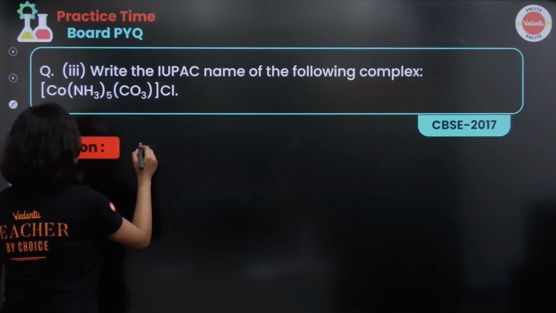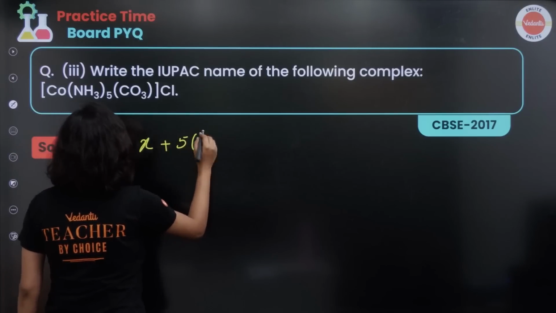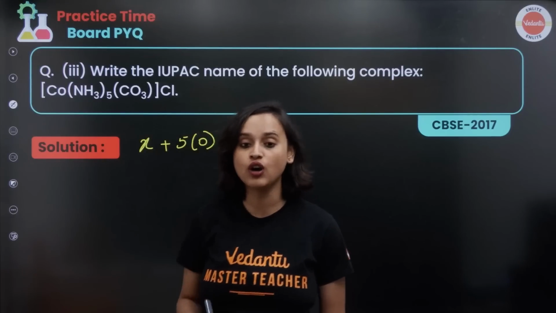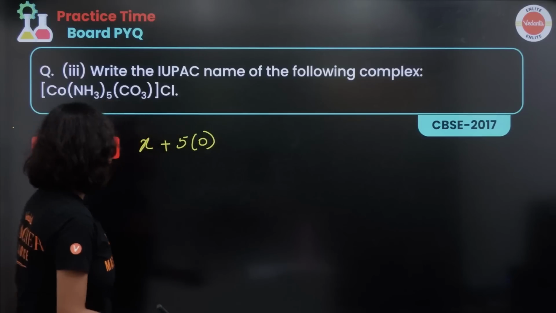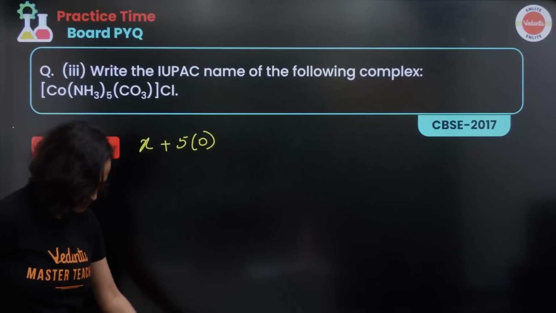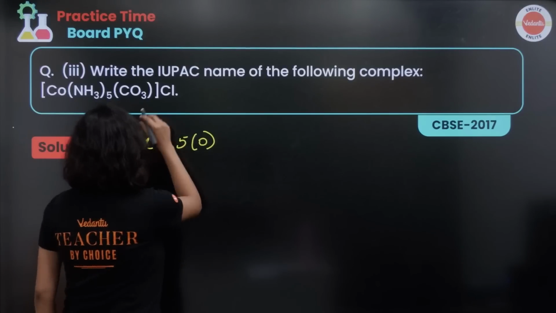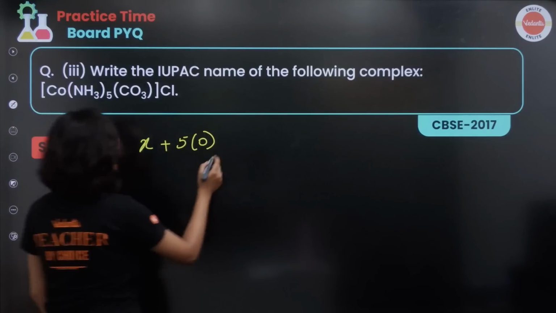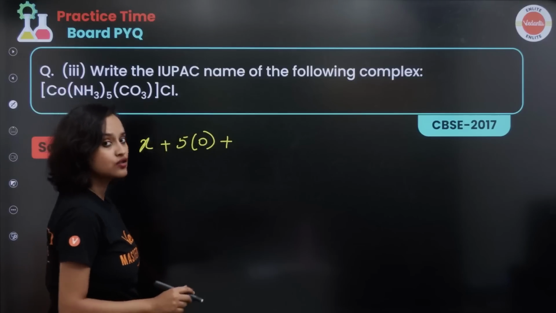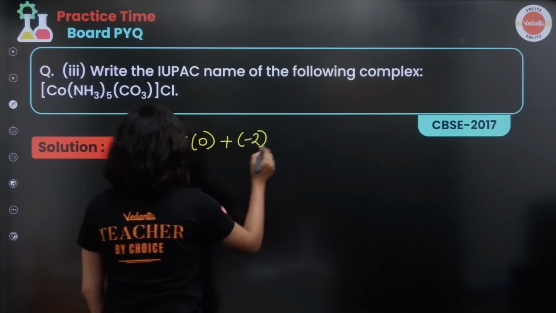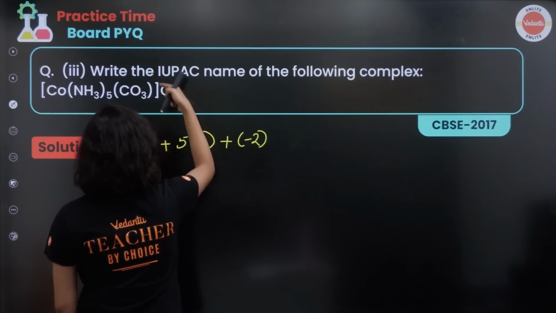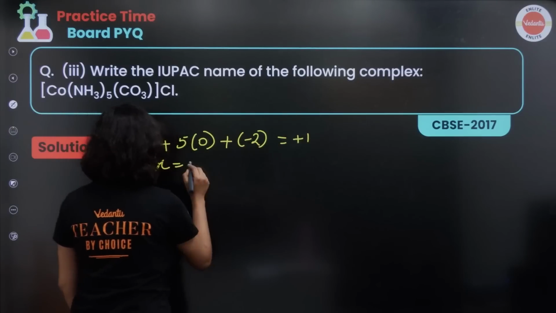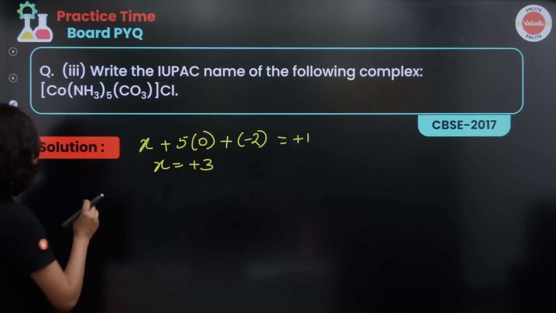First things first, for cobalt, x plus 5 into 0. CO has how much charge? Oh, did I say CO? Sorry, it is CO3. CO3 has minus 2 charge, okay? So I'm going to write minus 2 here. Now, the overall charge is minus 1, so this should be plus 1. 5 zeros are 0, so x is equal to plus 3. So the oxidation state we have calculated is plus 3.